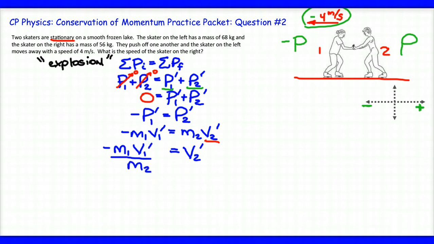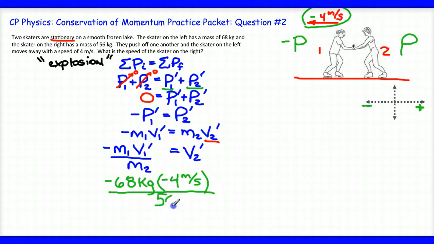And now I can substitute some numbers in for each one of these. The mass of skater number 1 on the left is 68 kilograms, so I'm going to get negative 68 kg times the velocity of the skater after the collision, which is negative 4 meters per second as she's going to the left. And then finally, we're going to divide that by the mass of the skater on the right, or skater number 2, which is 56 kilograms. And that's going to be equal to v2 prime, the velocity of the skater on the right after the collision.